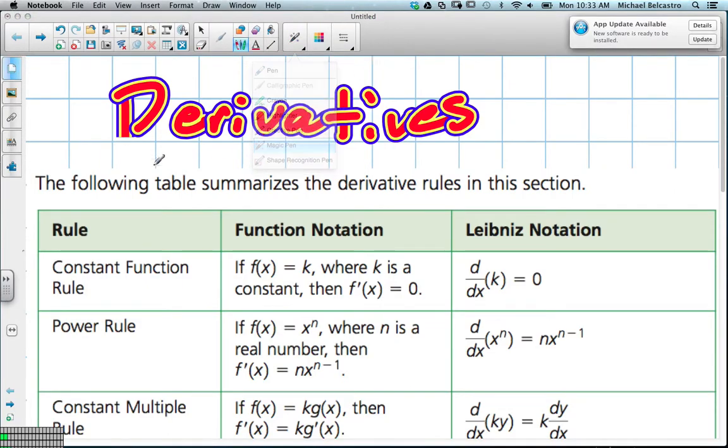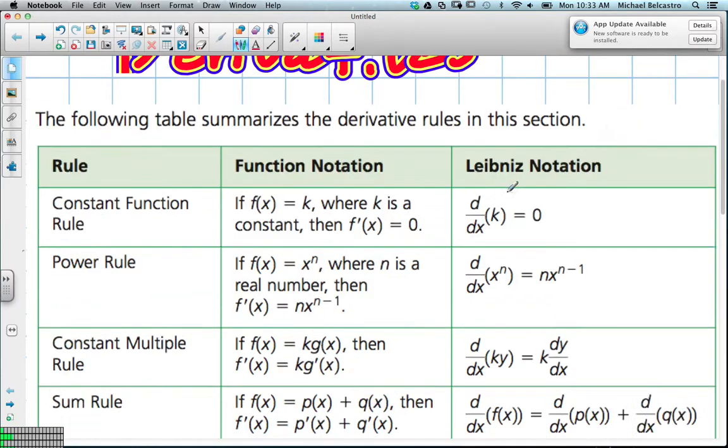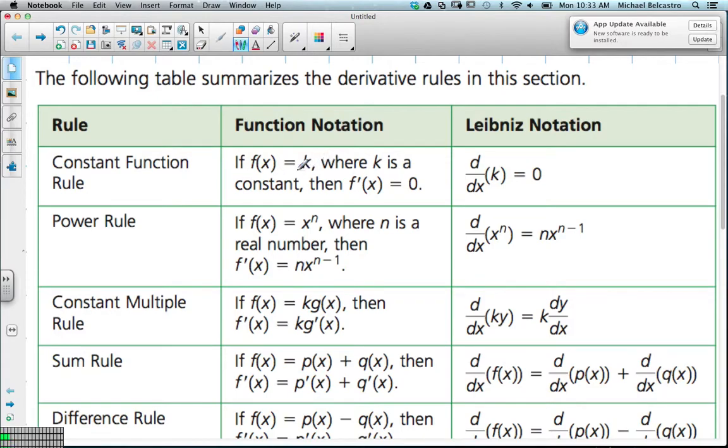So we're going to go over derivatives. And this is actually lesson 2.2. We went over 2.1 actually on Friday. Okay. So 2.2. We have a couple rules here, and they're discussing them.